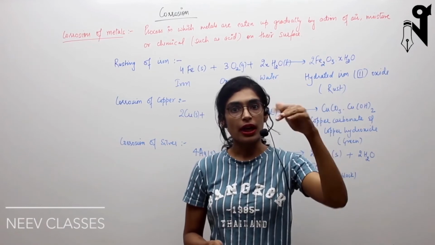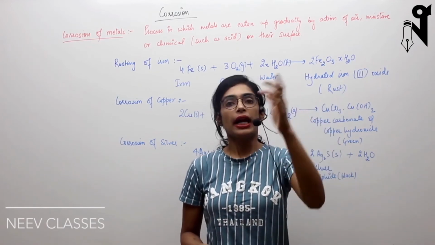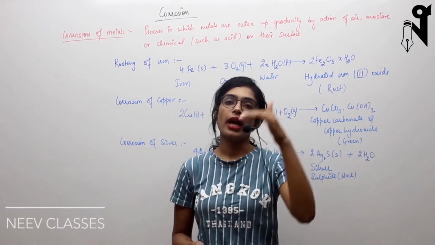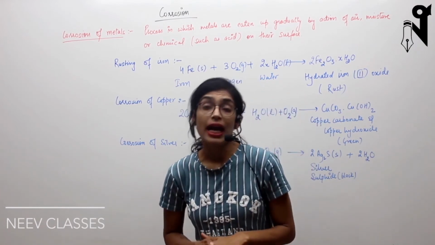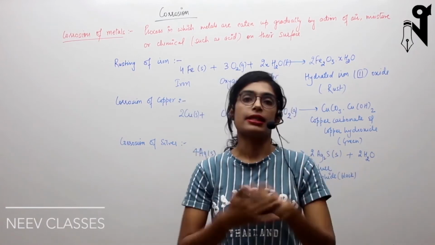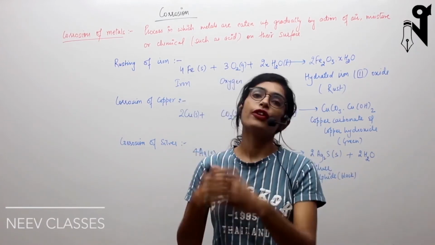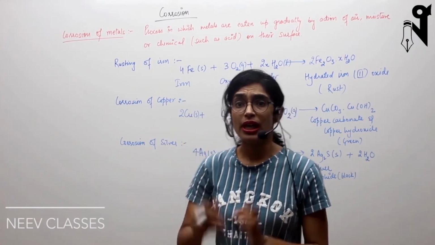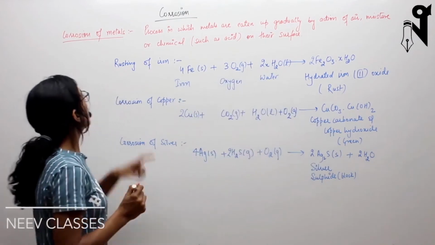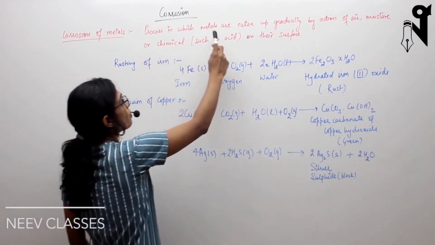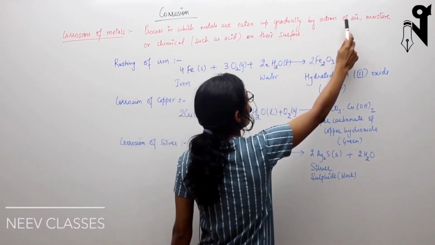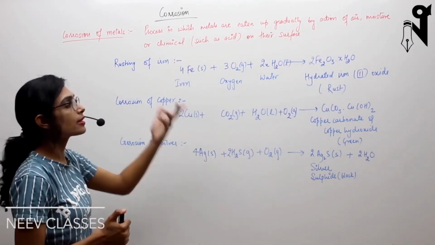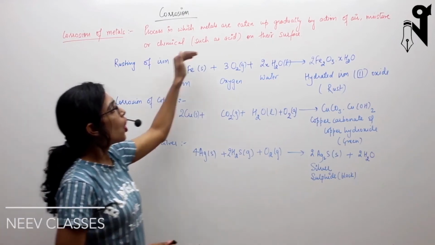So the surface has become weaker, and then they go to the layer beneath and start eating that up, and slowly the whole metal comes in contact with oxygen, water and acidic gases, and then becomes a different and weaker compound. This is corrosion. Exactly that is what we have defined in the corrosion of metal: the process in which metals are eaten up gradually by the action of air, moisture or chemicals. Which chemicals? The acidic gases which are present in the atmosphere on their surface.